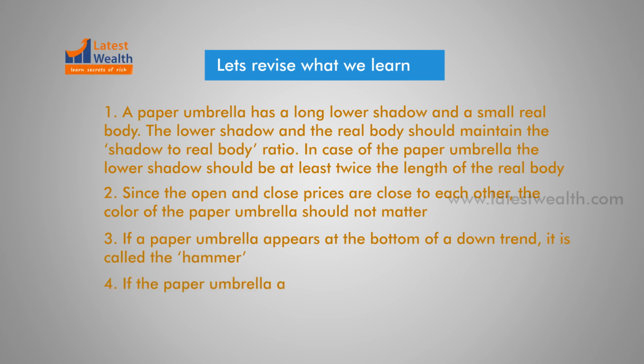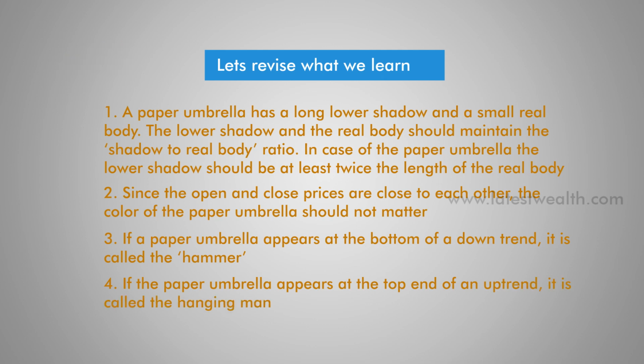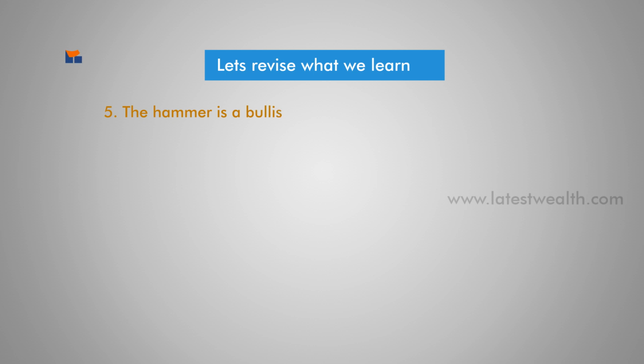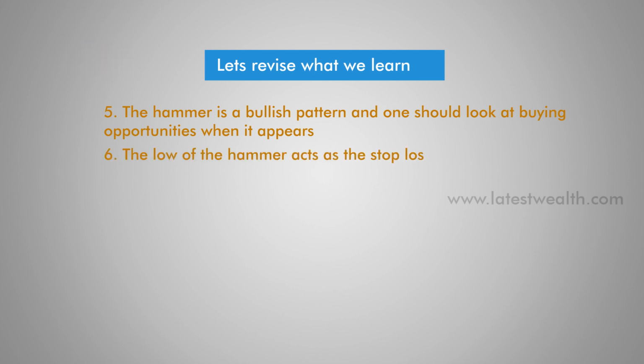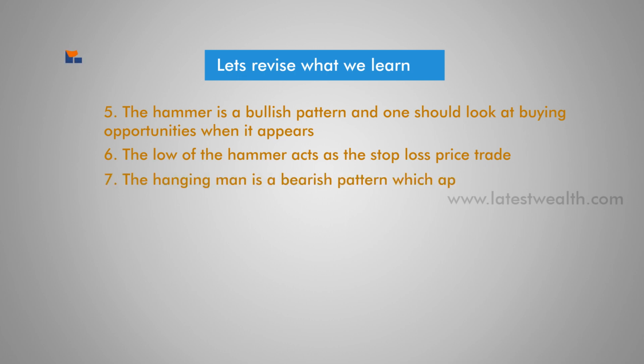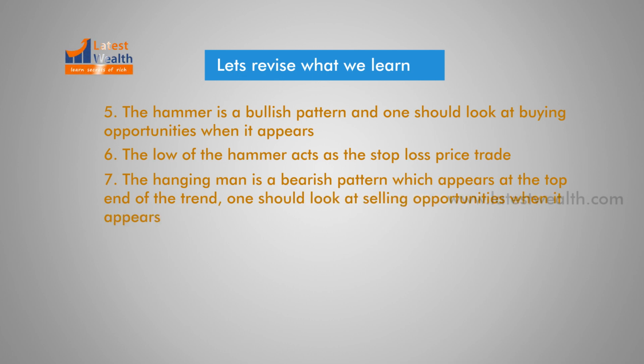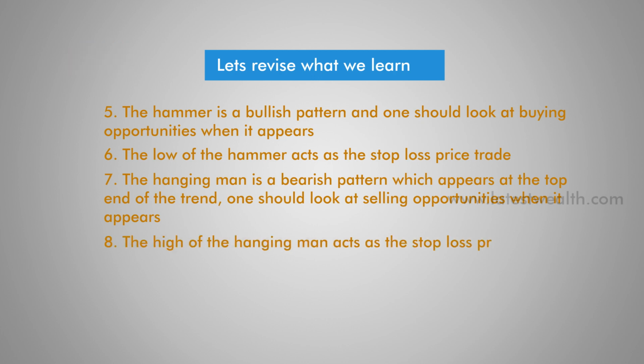3. If the paper umbrella appears at the bottom of the downtrend, it is called a hammer. 4. If the paper umbrella appears at the top end of the uptrend, it is called a hanging man. 5. The hammer is a bullish pattern and one should look at buying opportunities when it appears. 6. The low of the hammer acts as the stop loss price for the trade. 7. The hanging man is a bearish pattern which appears at the top end of the trend. 8. One should look at selling opportunities when it appears. The high of the hanging man acts as the stop loss price for the trade.